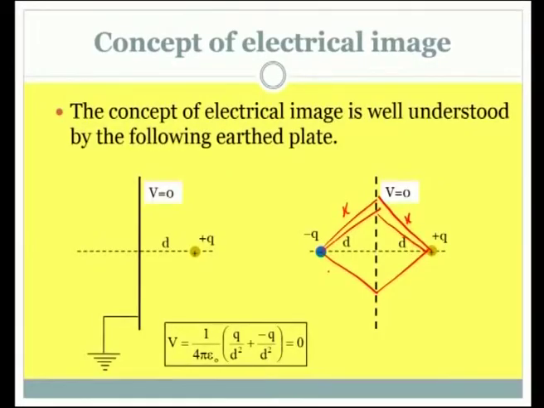See, the potential is 0. This term is due to the positive charge, this term is due to the negative charge. So, they cancel each other and the potential is 0 at every point, not only at the shortest distance. Now, having understood the electrical image with this typical example, we can go ahead with some calculations.